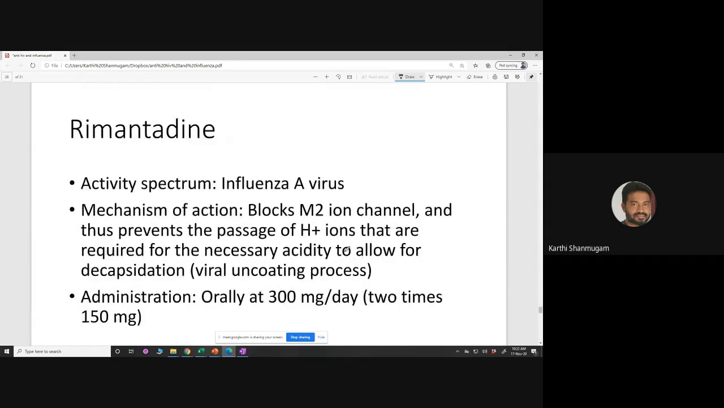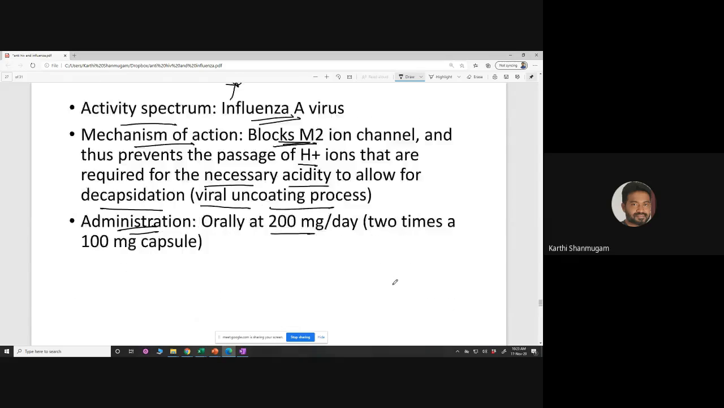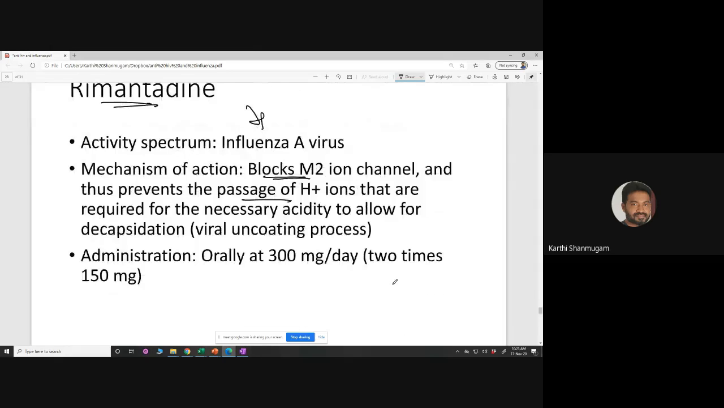Coming to the second successful drug molecule for influenza virus, rimantadine. Activity spectrum, again, this is also very specific for influenza A virus. Mechanism of action: it blocks the M2 ion channel, right? It's not entry level. This molecule should enter into the cell and block specifically the M2 ion channel and prevent the passage of H plus. So the mechanism of rimantadine and amantadine are almost the same, right?